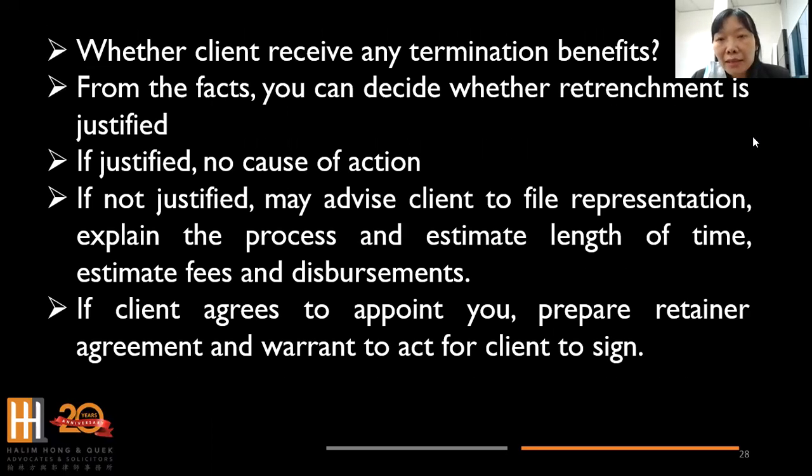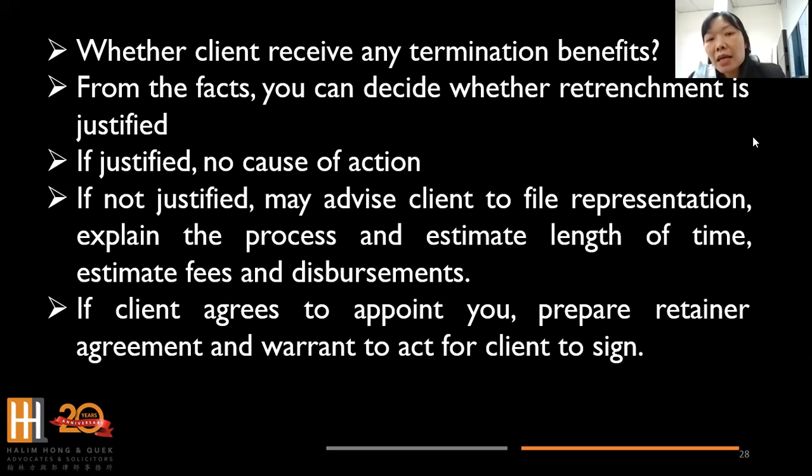Whether the client received any termination benefits. If it's covered under the Employment Act, there's a table there, how much termination benefits according to the years of service. Then from the facts, you can decide whether the retrenchment is justified.